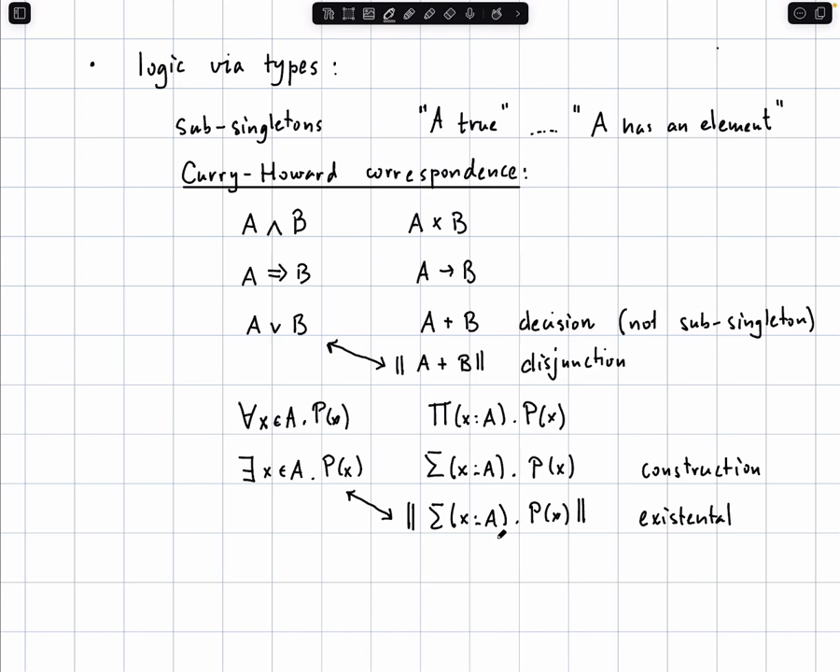Whereas here, remember what the elements of this type were. The elements were explicitly pairs. So to give evidence, to have an element in this type, means to have a pair where the first component is an element of A and the second component is a proof that it satisfies the property P. But that's not an existential. That's an explicit construction of an element satisfying a certain condition. So it's better to call it a construction.